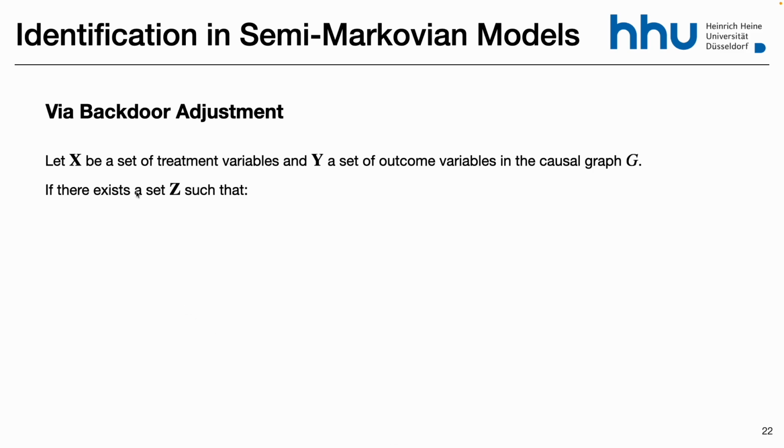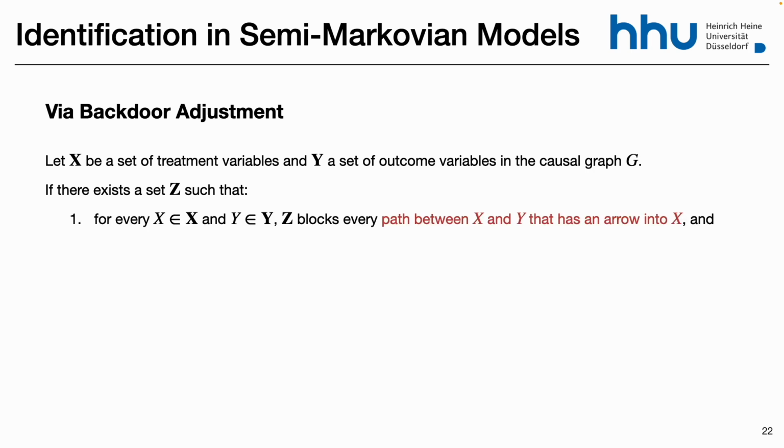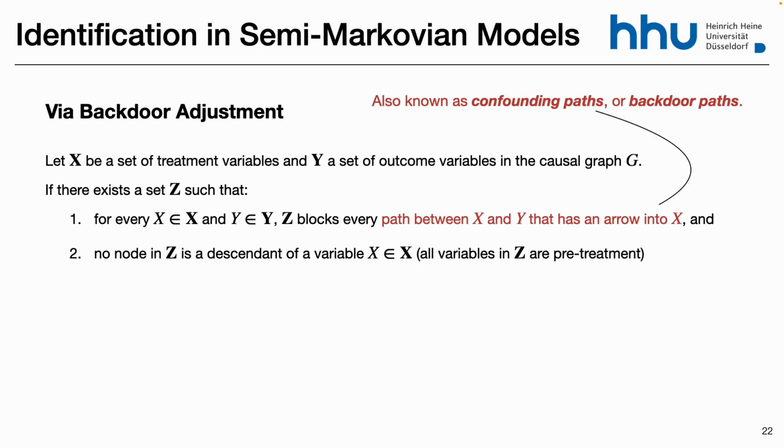So for a pair, X and Y, it's always relative to a pair. X and Y can be sets, it doesn't need to be only one variable X and only one variable Y, but you need to find this set Z such that for every variable X in the set X and every variable Y in the set Y, Z has to block these paths that are into X. Those paths into X are called confounding paths or backdoor paths.